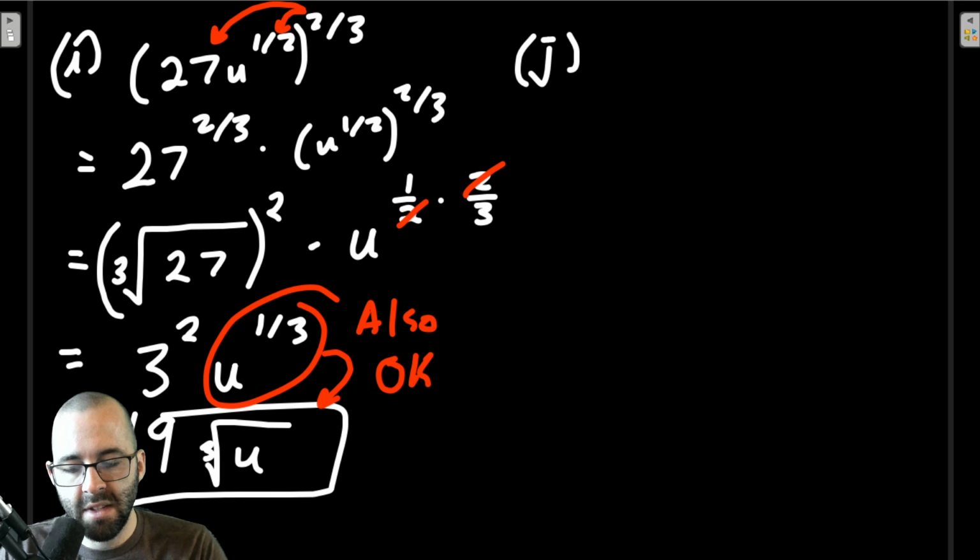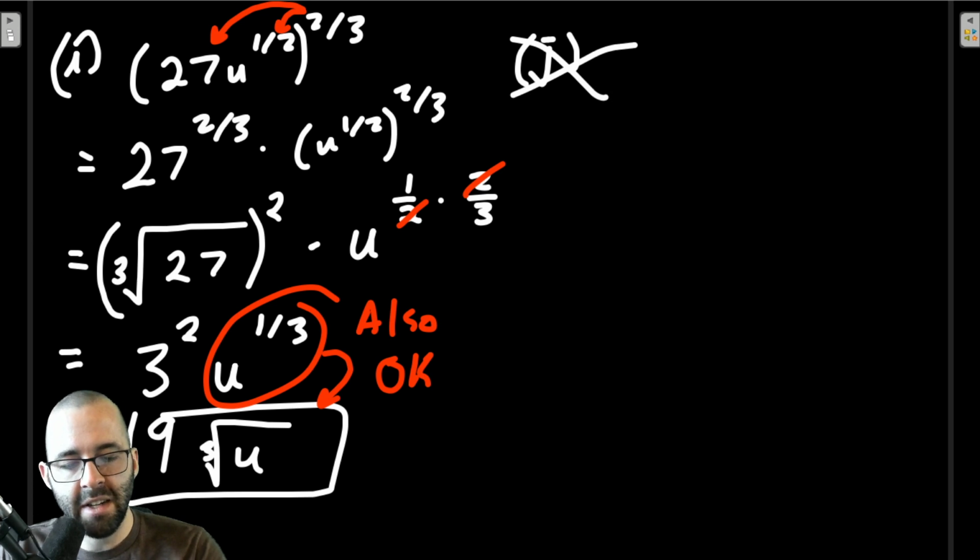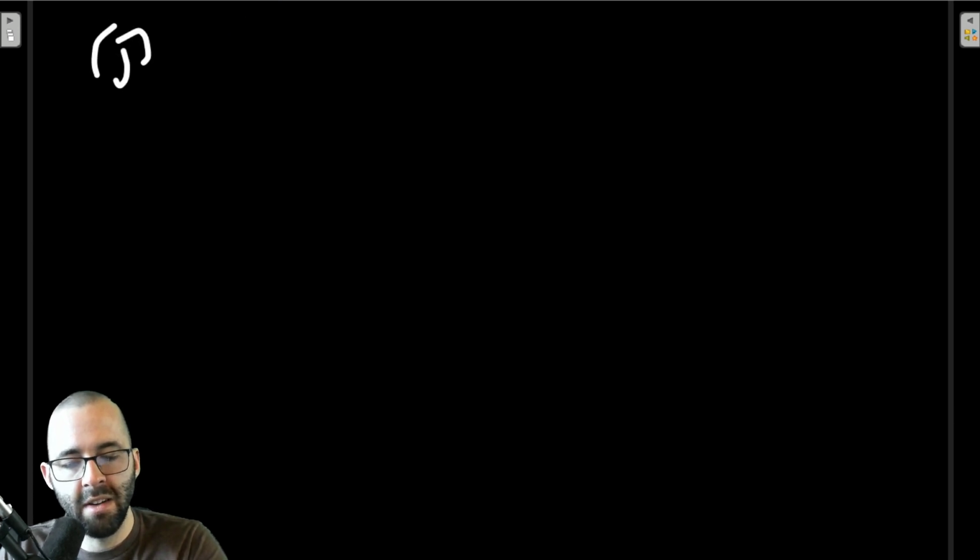Two more problems. Let's get going. Actually, yeah, we already did that last problem. One more problem. Part J. It's going to be on the next page because it's a big one. Part J is, all right, get your biggest parentheses you've ever drawn in your life.